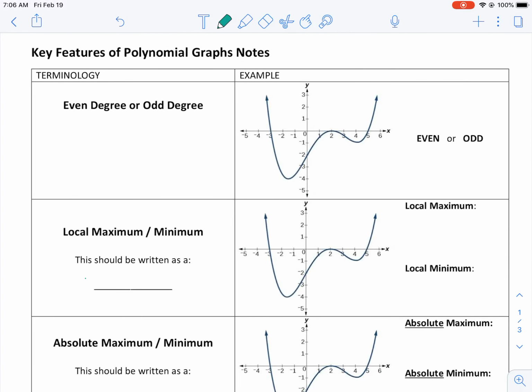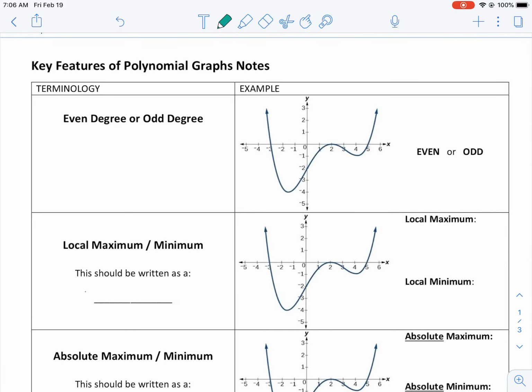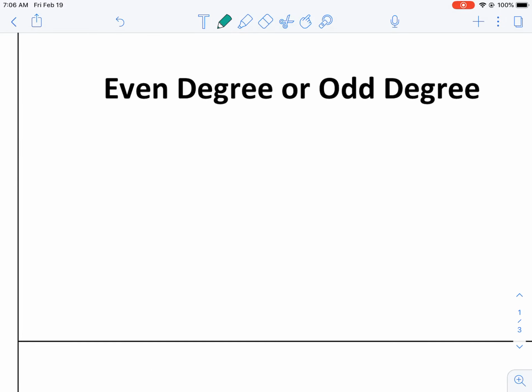Welcome everyone. In this video I'm going to be talking about the key features for polynomial graphs and things that you can tell about the equation based on the graph. So we're going to talk about a bunch of different things here. I'm just going to go through them. The first one is the degree. You can tell whether the degree is even or odd based on where the arrows are going, okay?